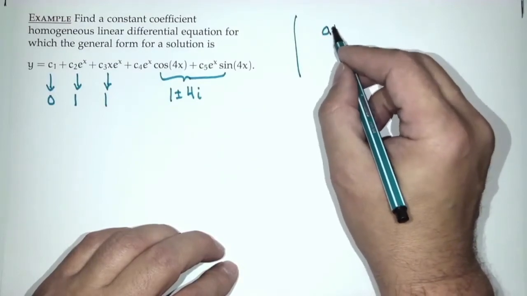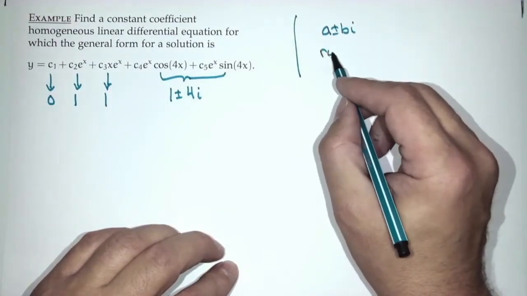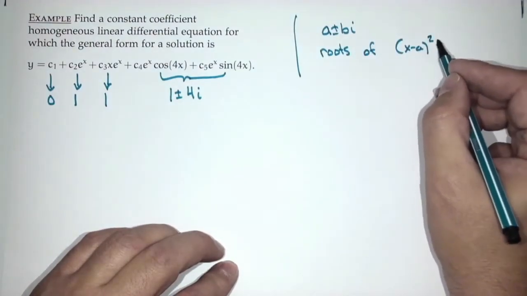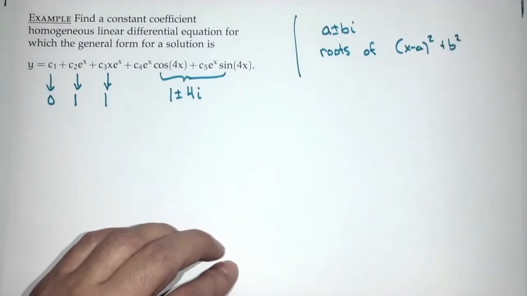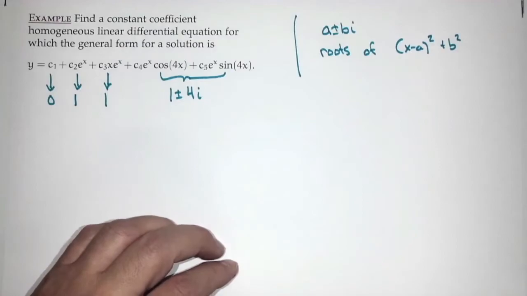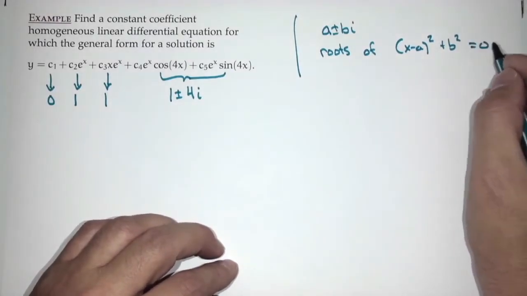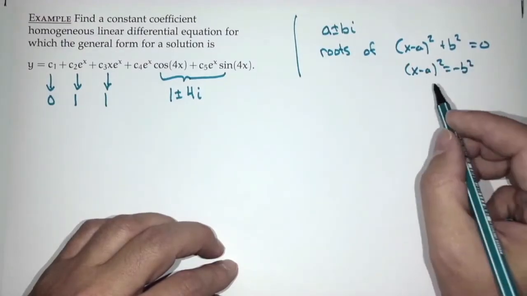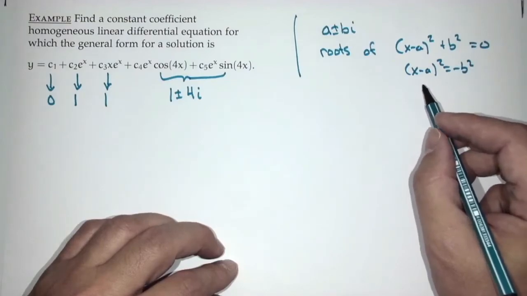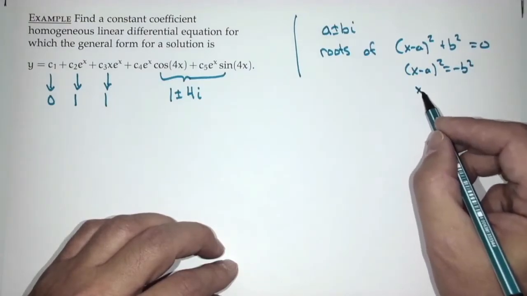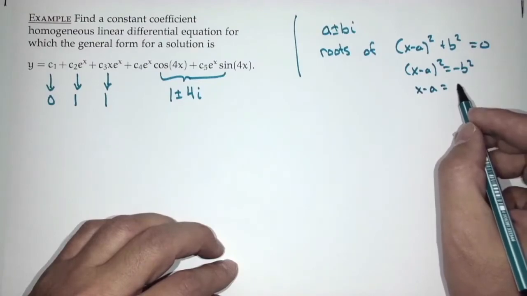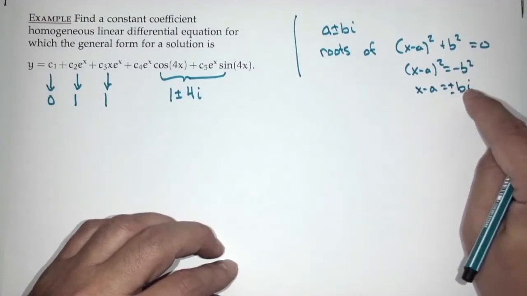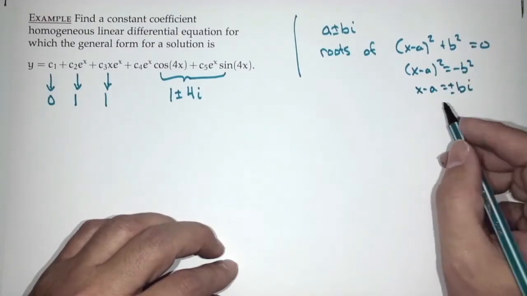you have a plus or minus bi, this is a root of the polynomial (x minus a) squared plus b squared. Now, if you don't believe me, you can check the process. This would say (x minus a) squared equals negative b squared. Take the square root of both sides. What would you have on the left? What would you have on the right? bi plus or minus, because b squared becomes b. The square root of negative 1 gets you that i, plus or minus. And then you add a to both sides.